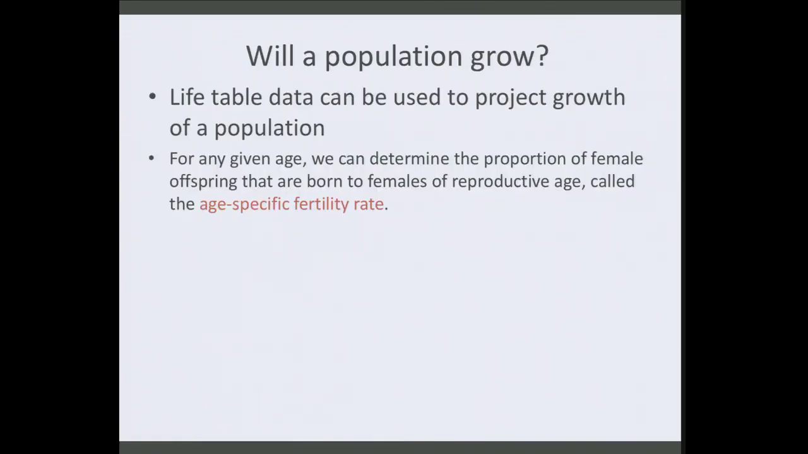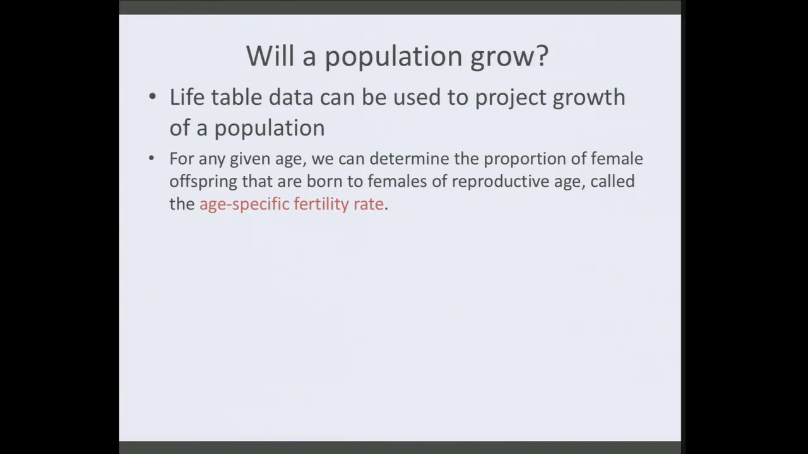Okay, the final thing for this video that I want to go into is how can we use the data from a life table to project whether or not a population is going to get larger over time or whether a population is going to shrink over time. So what we end up having to do is looking at how many individuals there are within a given age range, how many of them are female, and then for each of those females, how many of those females are likely to be having children.